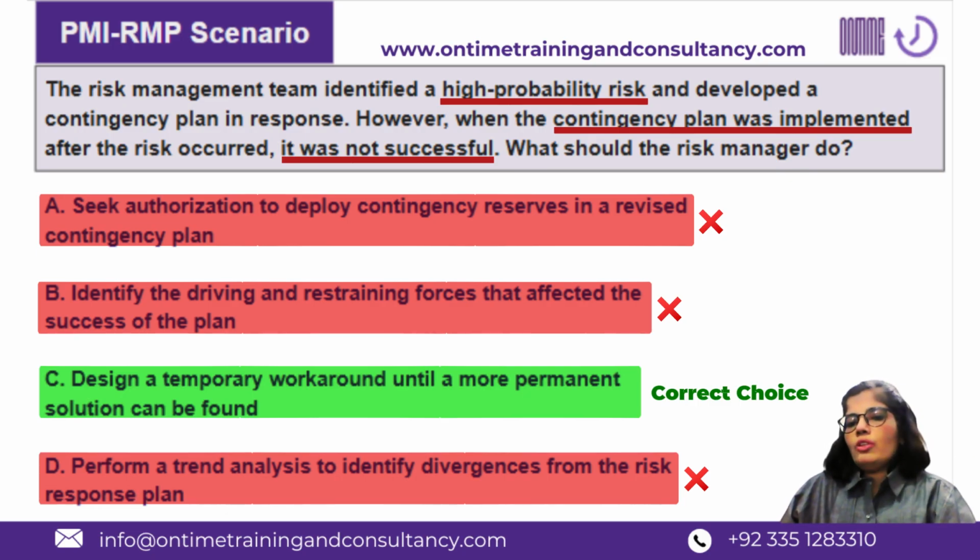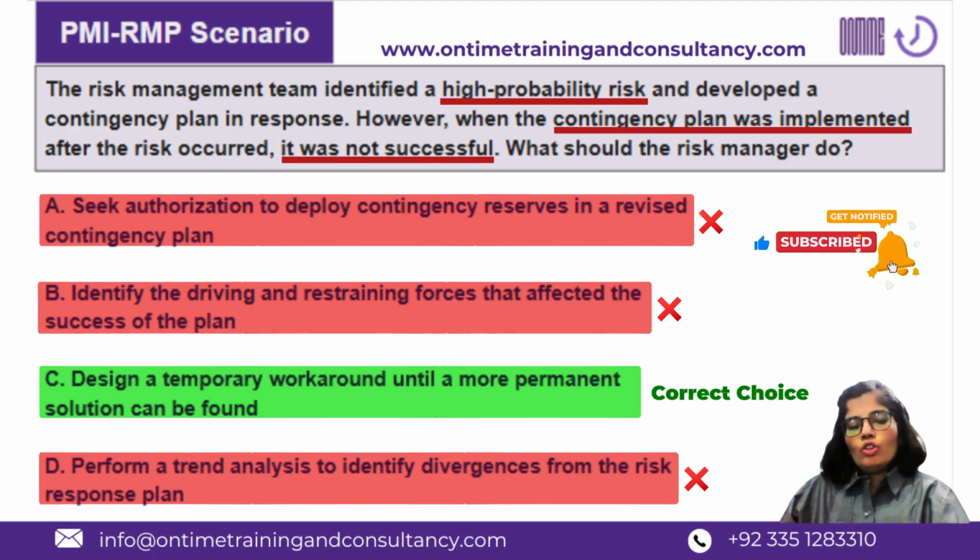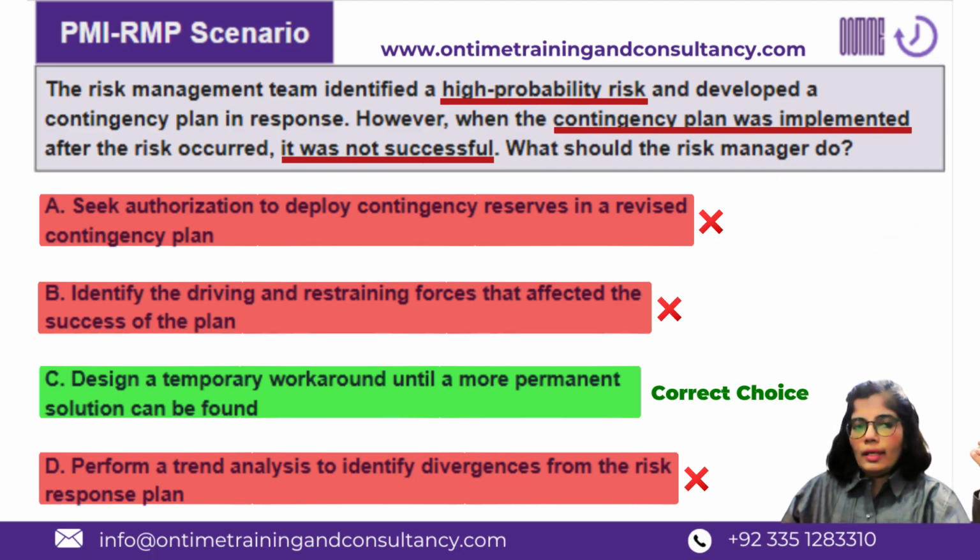So for that as well, you need more perspective, because trend analysis is also going to help you with the permanent solution, not the temporary workaround. It could be helpful for the temporary workaround, but again, it could be only one way. C is a more solid option to go with, or a safer option to go with. So C is the right thing to do, and C is the correct answer to this question as well.